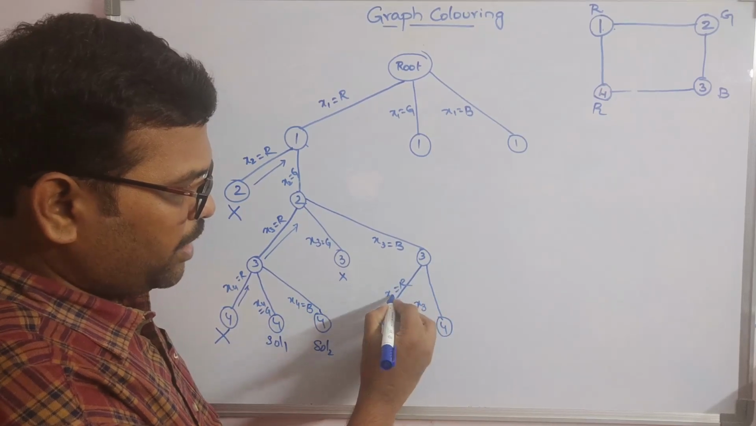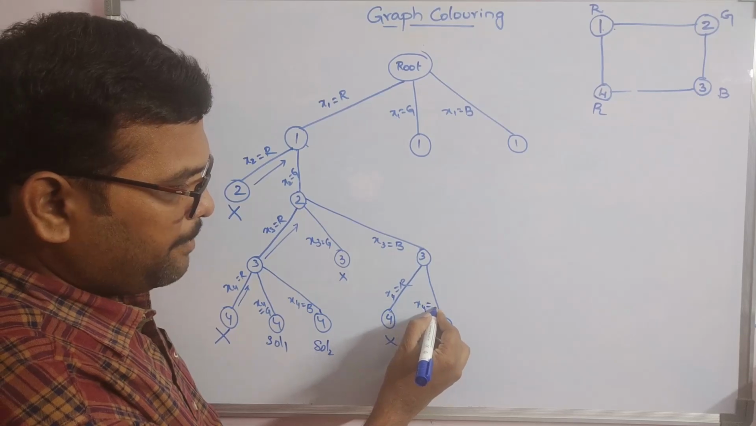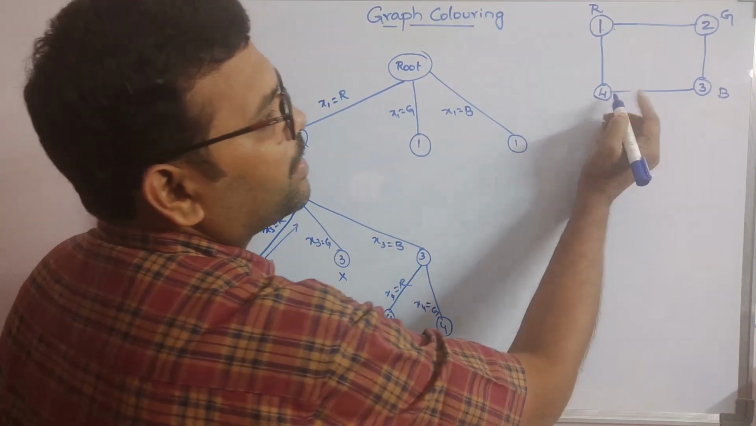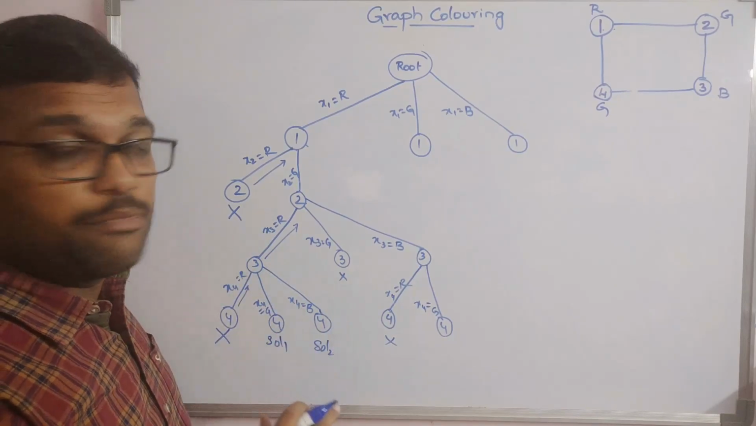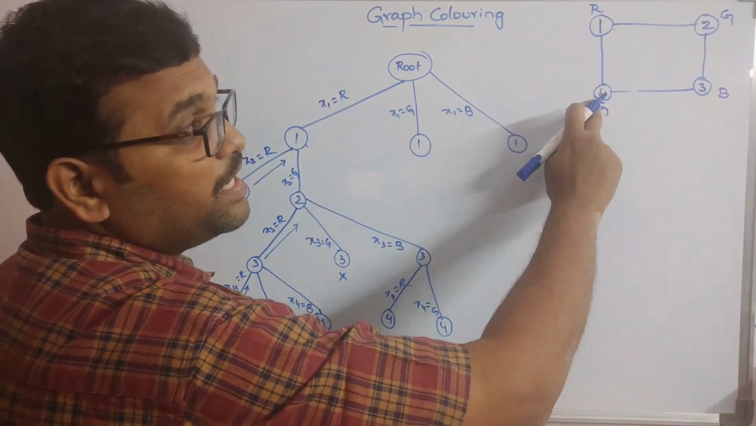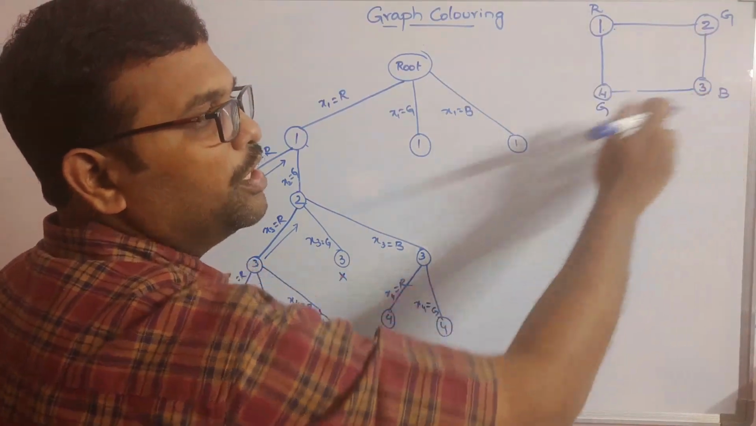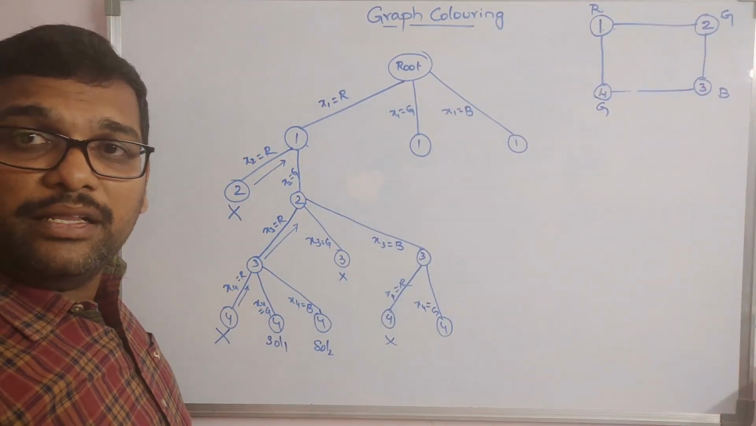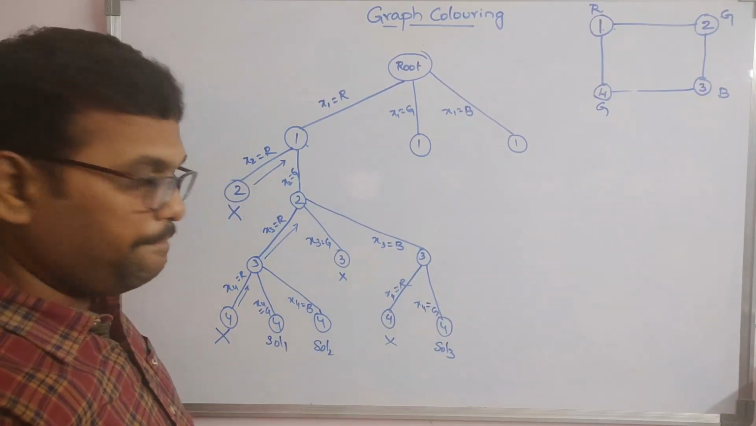Sorry, this is 4, right? So 4 is filled with green. Let us take 4 is filled with green and check whether it is feasible. So 4 has the adjacent regions 1 and 3, and 1 is filled with R, 3 is filled with blue. So obviously 4 can be filled with green. There is no overlapping. Yes, this is a third solution.